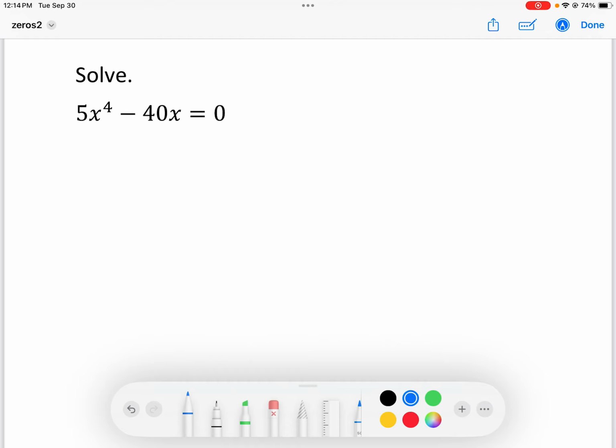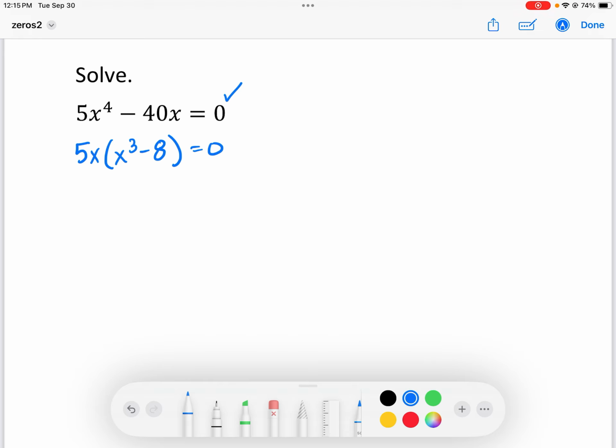The first step of solving any problem is to make sure that the equation is equal to 0, which we already have. And then the second step is to factor out our greatest common factor, in this case 5x, which leaves us with x cubed minus 8.